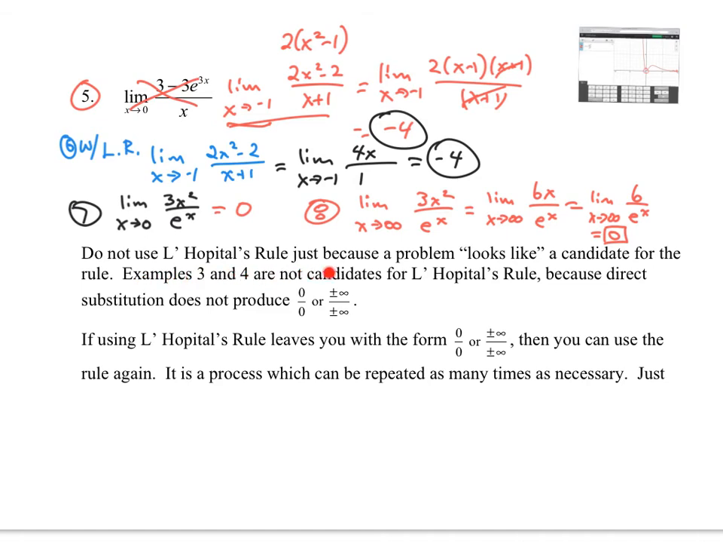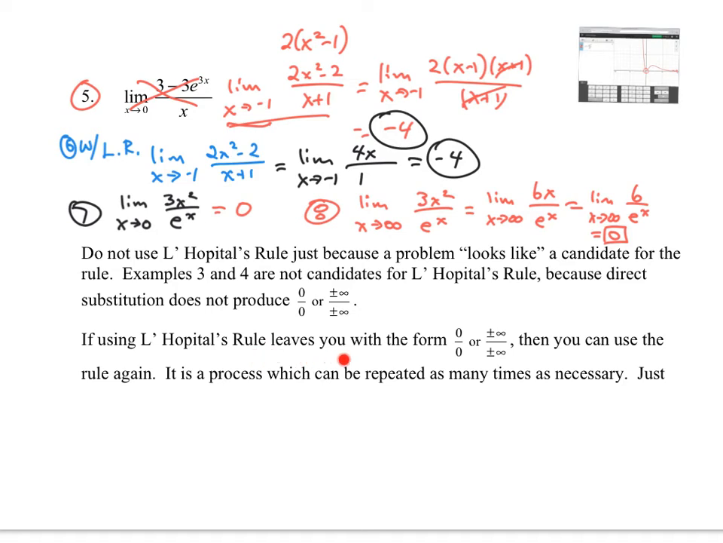So we do not want to use L'Hopital's rule just because a problem looks like a candidate for the rule. Examples 3 and 4 are not candidates for L'Hopital because direct substitution does not yield 0 over 0 or infinity over infinity. I think those are the right numbers, 3 and 4, maybe not. But this one right here does not yield that result, so we can't use L'Hopital's. This one does because it's infinity over infinity.